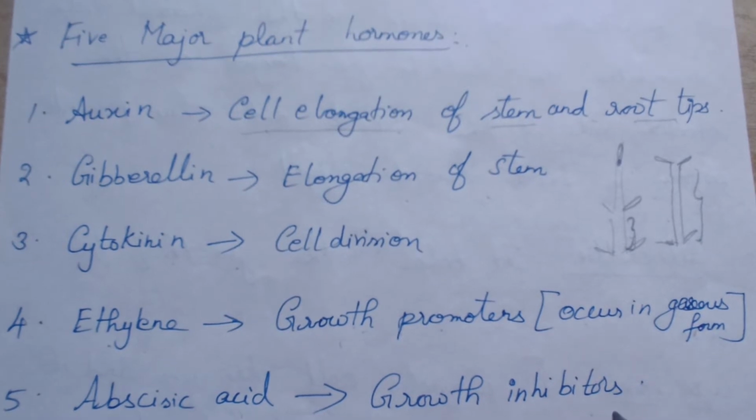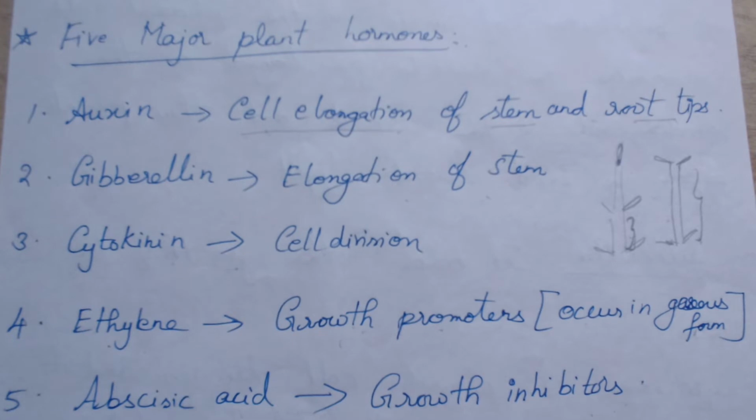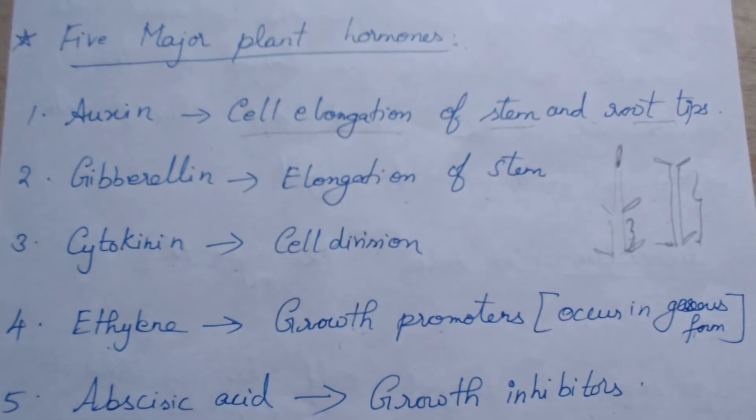And abscisic acid is a growth inhibitor. Growth inhibition is also required in plants, right? It will not go on growing forever. At one stage it will stop growing, it becomes permanent, right? So the abscisic acid helps in that way. Okay, growth inhibitors. We'll see in detail.